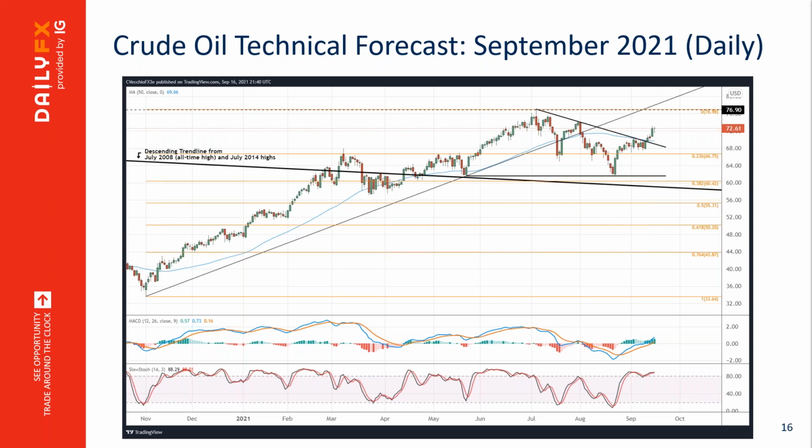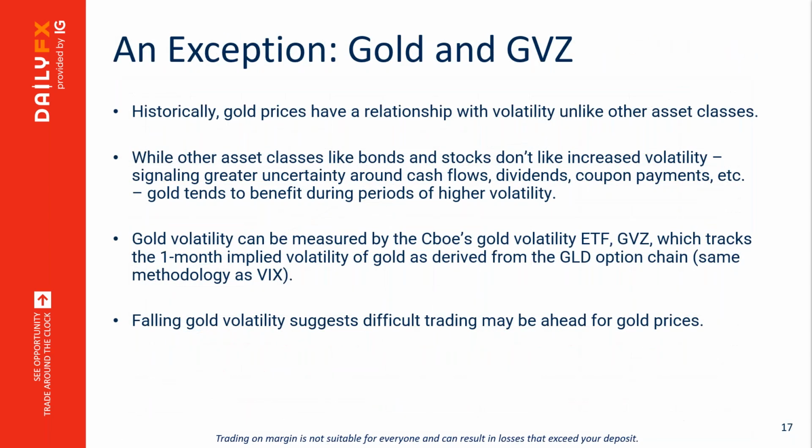Now, we've talked a lot about the typical relationships here. We've talked about stocks, we've talked about oil, but gold tends to be the exception to the rule. Gold prices historically have a relationship with volatility unlike other asset classes. Because while other asset classes like bonds and stocks and even some commodities don't like increased volatility, signaling greater uncertainty around cash flows, dividends, coupon payments, etc., gold actually tends to benefit during periods of higher volatility.